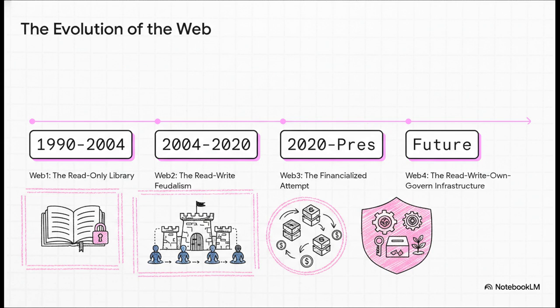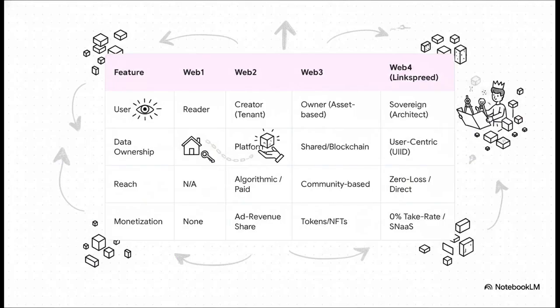Which naturally leads us to the big idea for the future, Web 4. The goal here is read, write, own, and govern. And this chart is fantastic because it just lays the power shift out so clearly.